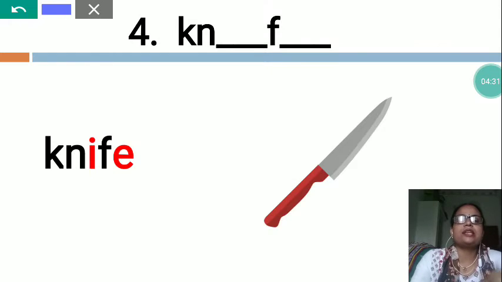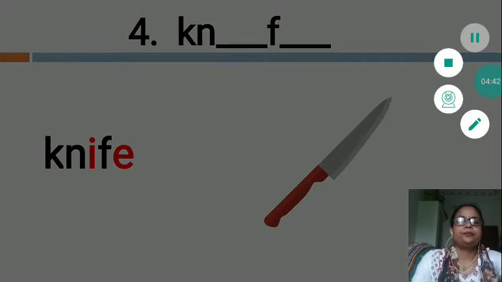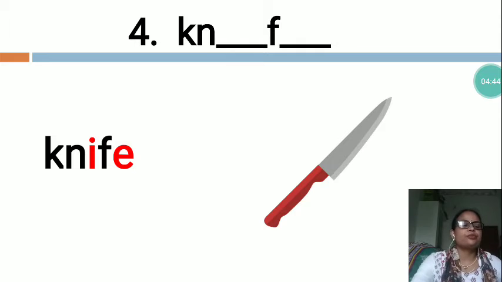So dear students, after KN we will write I, KNIFE, knife. It is an instrument composed of a blade fixed into a handle, used for cutting or as a weapon. A tool usually with a metal blade.